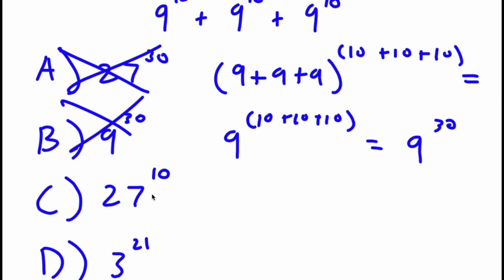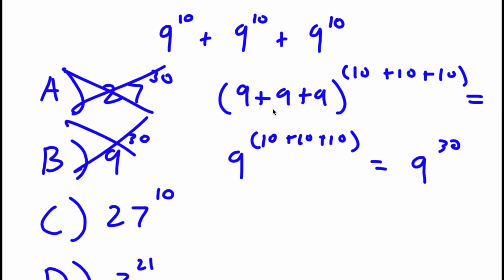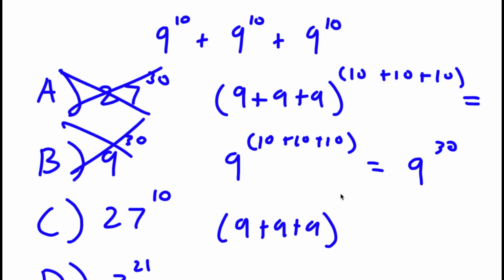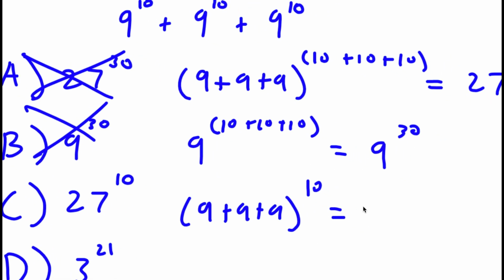So now for the third method, C, what you have to do to get this is this time you add the bases and keep the exponent the same. So you do 9 plus 9 plus 9 to the power of 10. And 9 plus 9 plus 9 is the same thing as 9 times 3, which is 27.